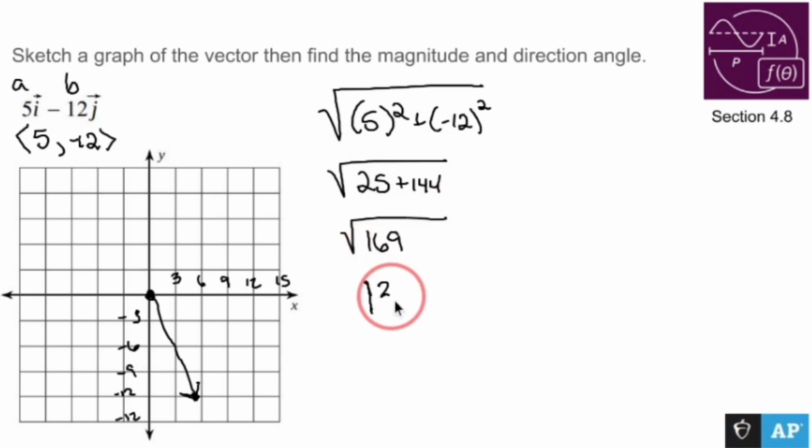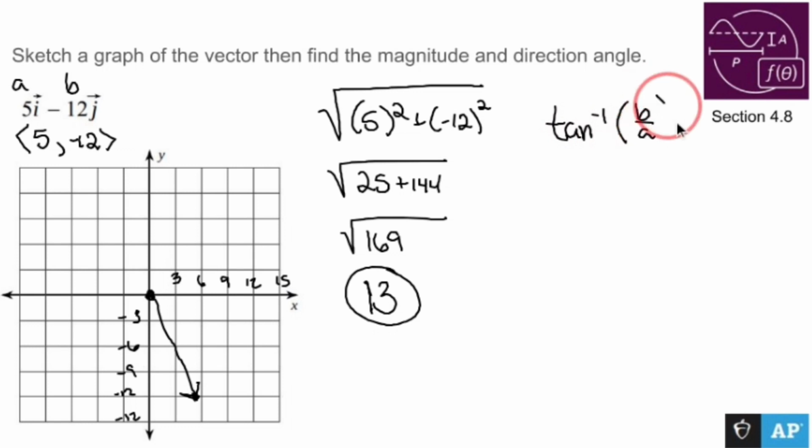That's going to be 13. That's not in a square root. Okay, so the numbers here were friendly, no calculator needed. This one I am going to use a calculator for, even though this is not a calculator section. The direction part's not as friendly. Okay, the direction part is found by doing what we've been doing since trigonometry, and that's taking the inverse tangent of B over A. Okay, so in this case, B is negative 12, so inverse tangent of negative 12 over A, which is 5.